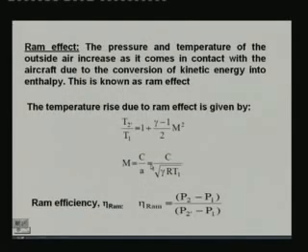Now let me explain the ram effect. The ram effect is that the pressure and temperature of the outside air increases as it comes in contact with the aircraft, due to the conversion of kinetic energy into enthalpy. Air may be still, but the aircraft will be moving at very high speed, so there will be a large relative velocity between the air and the aircraft.